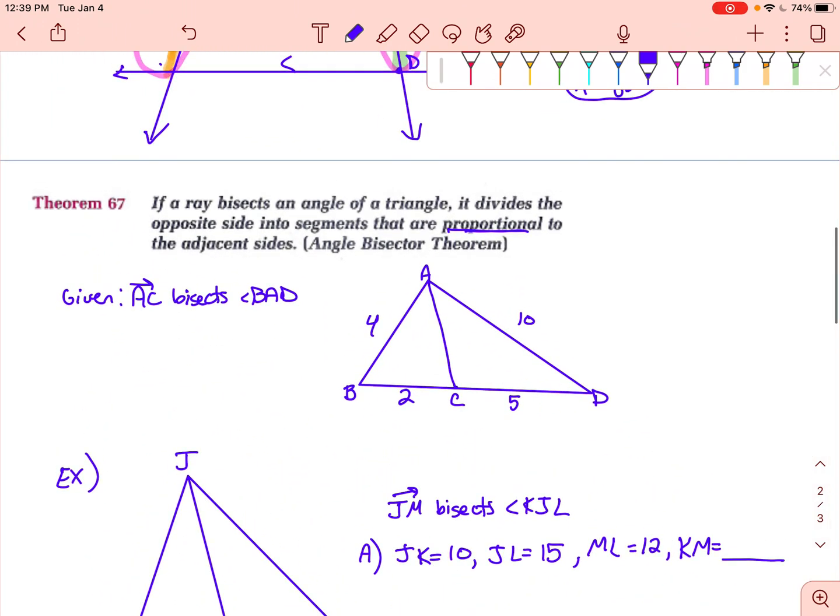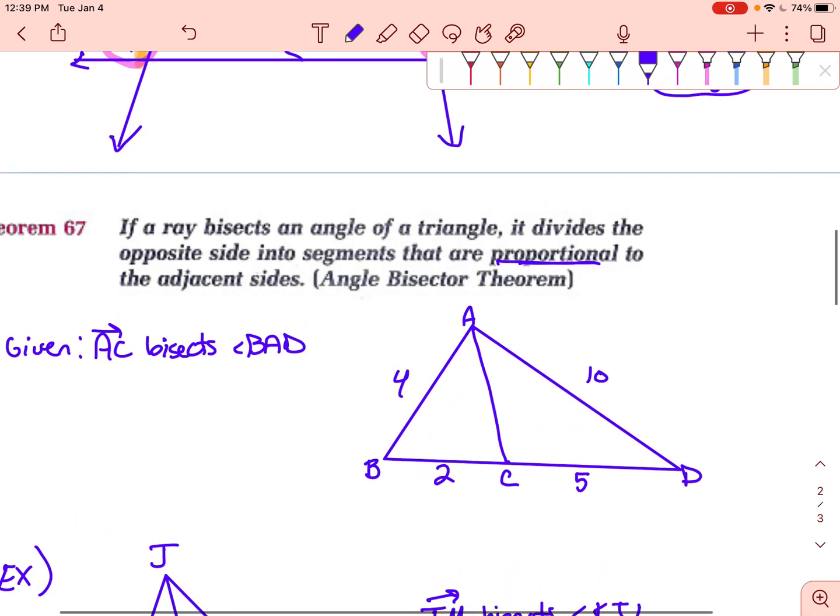Our last theorem right here is called the angle bisector theorem. It's, again, very simple.